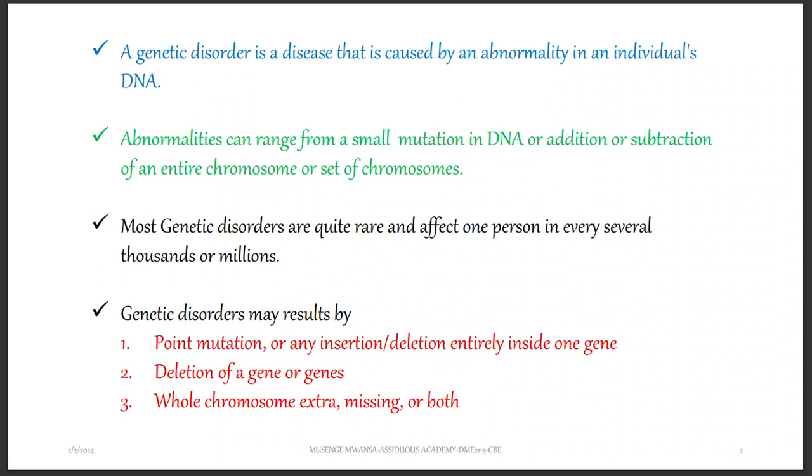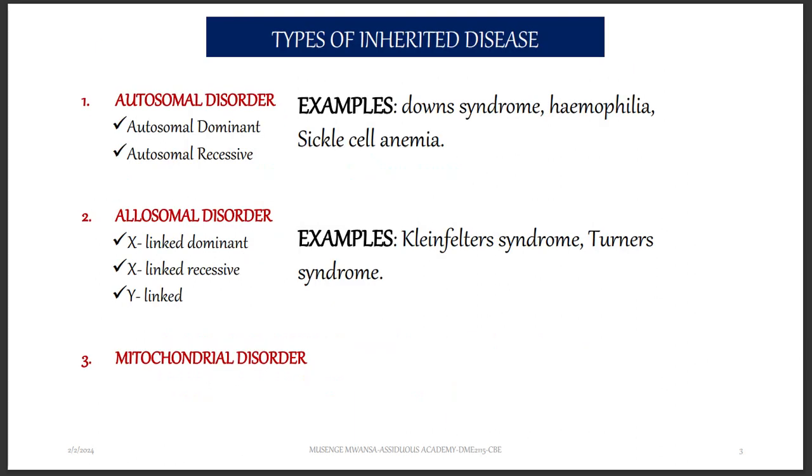You can also have an insertion or a deletion inside one gene. So maybe you're supposed to have GCCG, but then you just have GC. So there is a deletion, or you can have an insertion, where you add other nitrogenous bases on a strand. That can cause a genetic disorder. You can also have a deletion of a gene or genes that can cause a genetic disorder. You can have an extra chromosome, a missing chromosome, or both missing and extra. Anything like that can cause a genetic disorder.